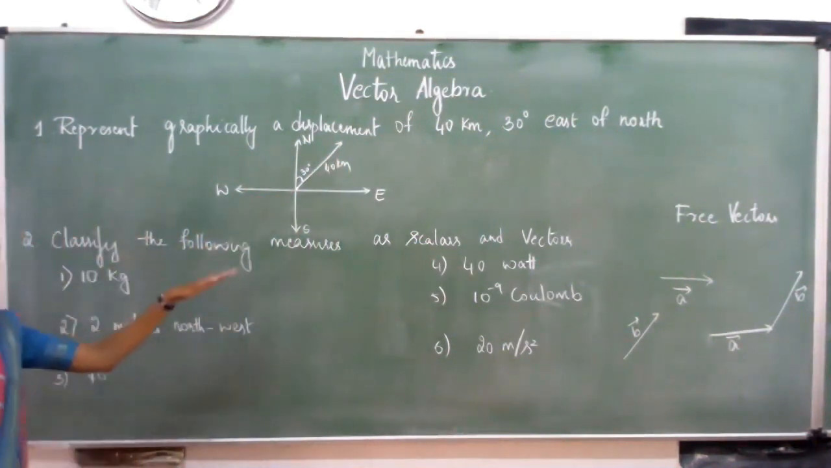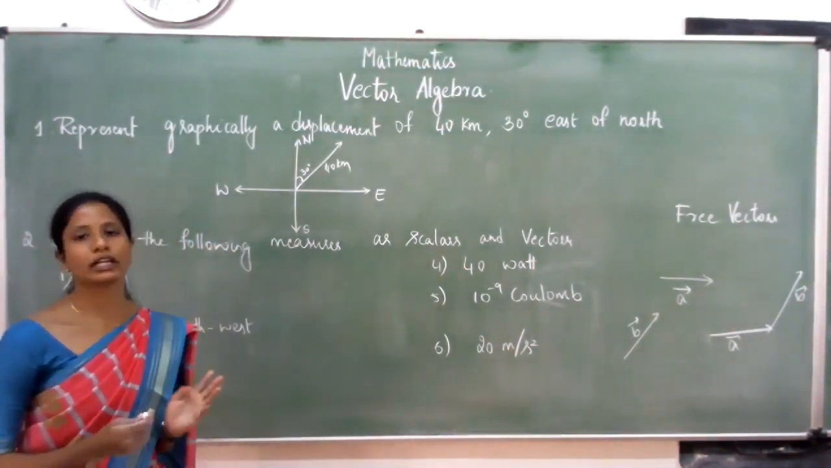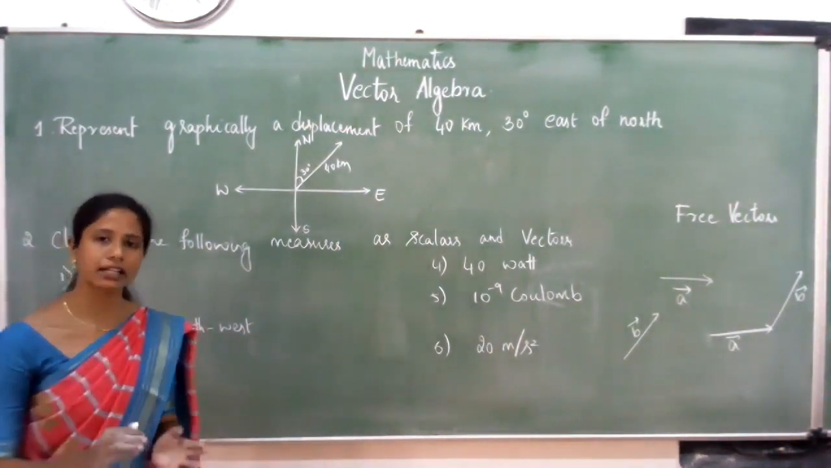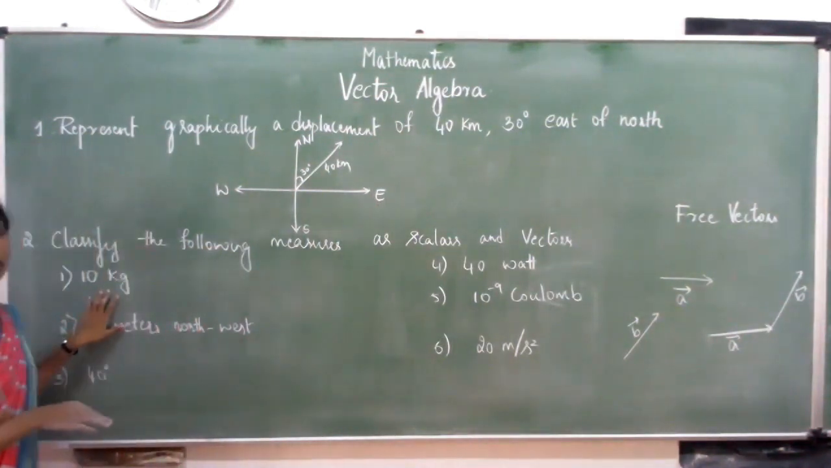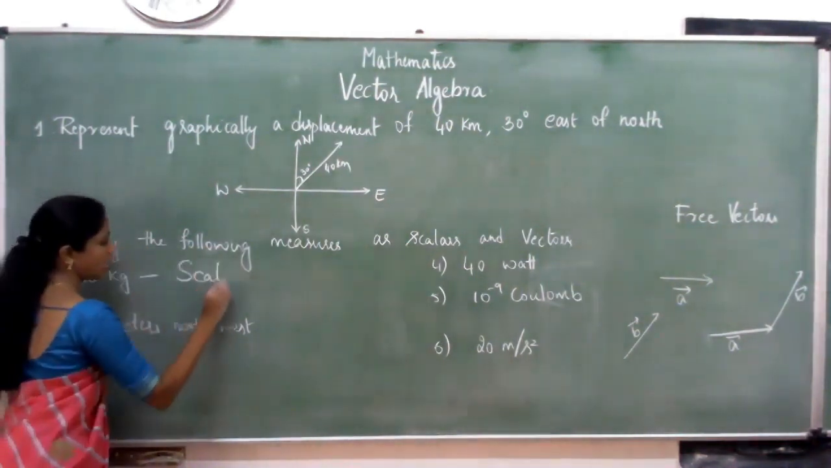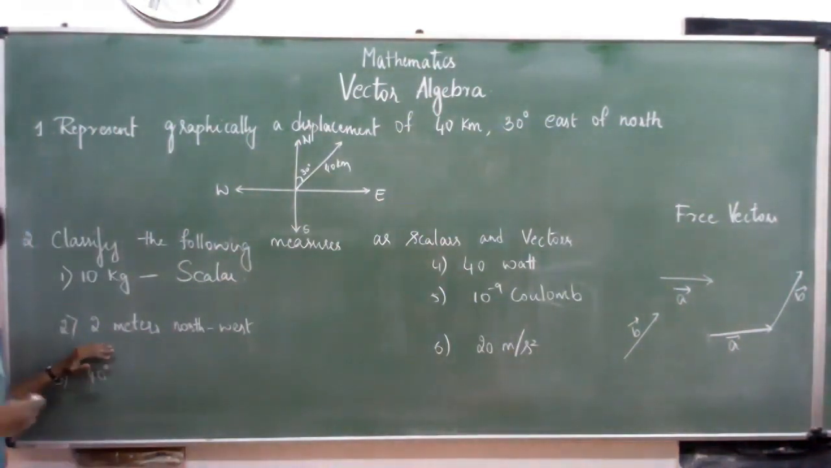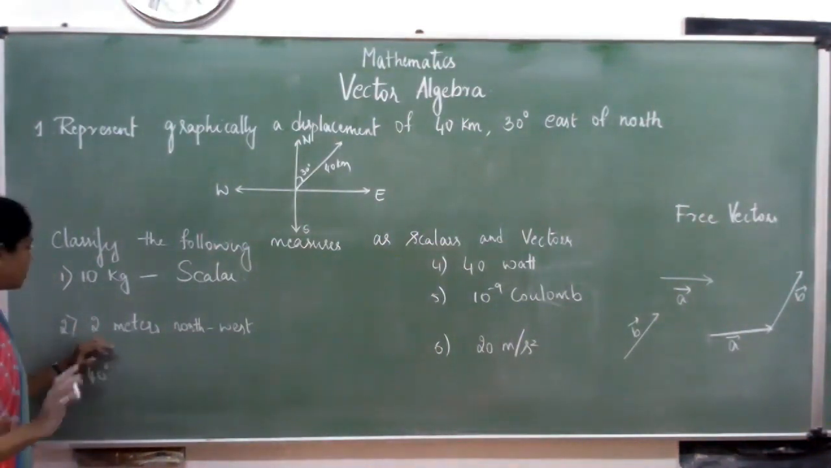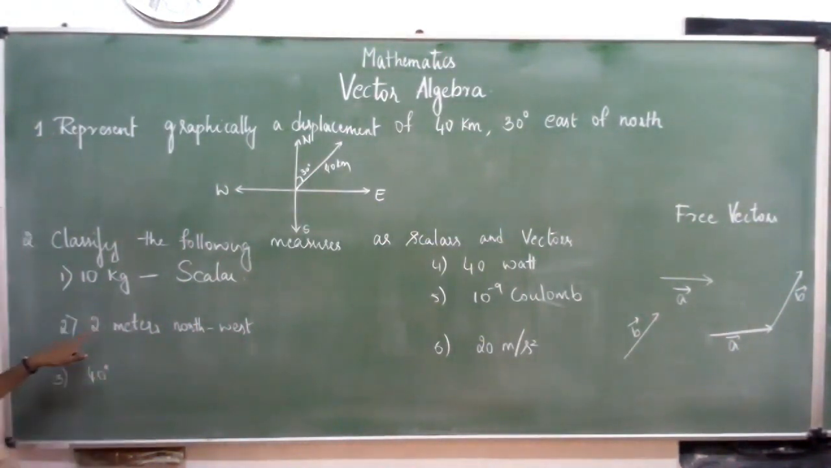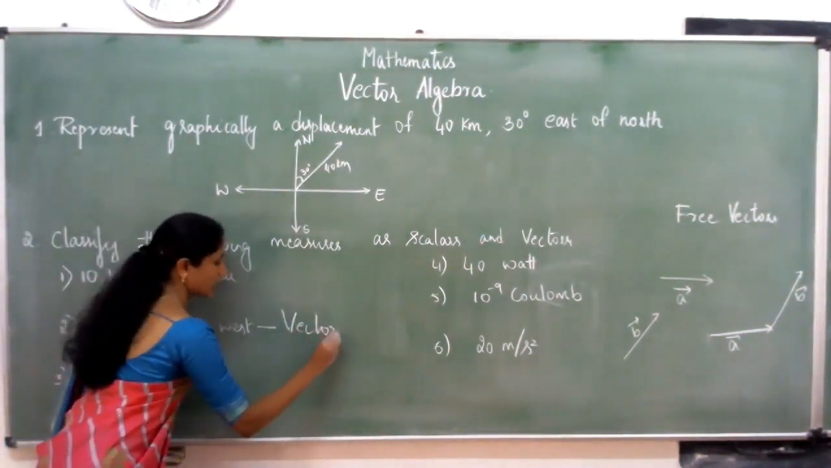Next. Classify the following measures as scalars and vectors. We know that a vector is a quantity which has both magnitude and direction, but a scalar has only magnitude but no direction. So if I say 10 kg, whether this is a scalar or a vector, definitely this is a scalar. It is 2 meters northwest. So here if I ask someone to travel 2 meters in the direction of northwest, 2 meters is the magnitude, northwest is the direction. So this definitely is a vector.